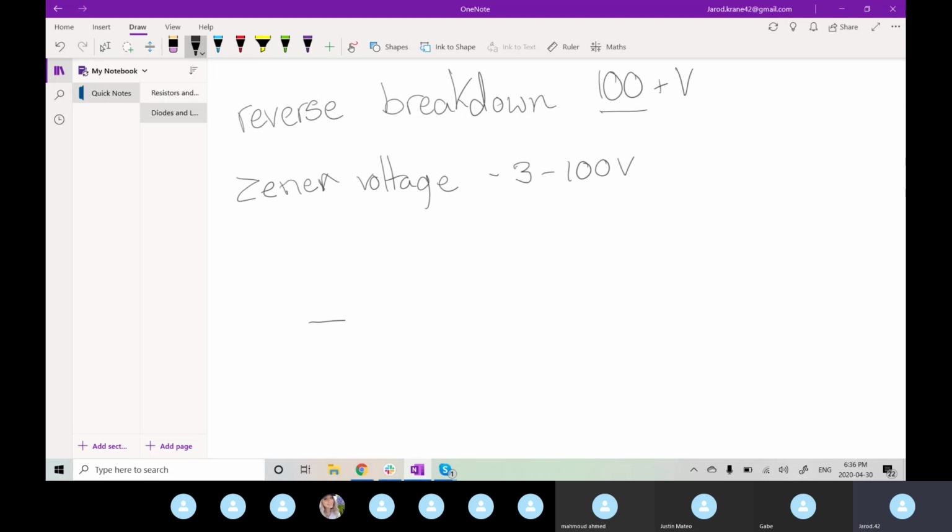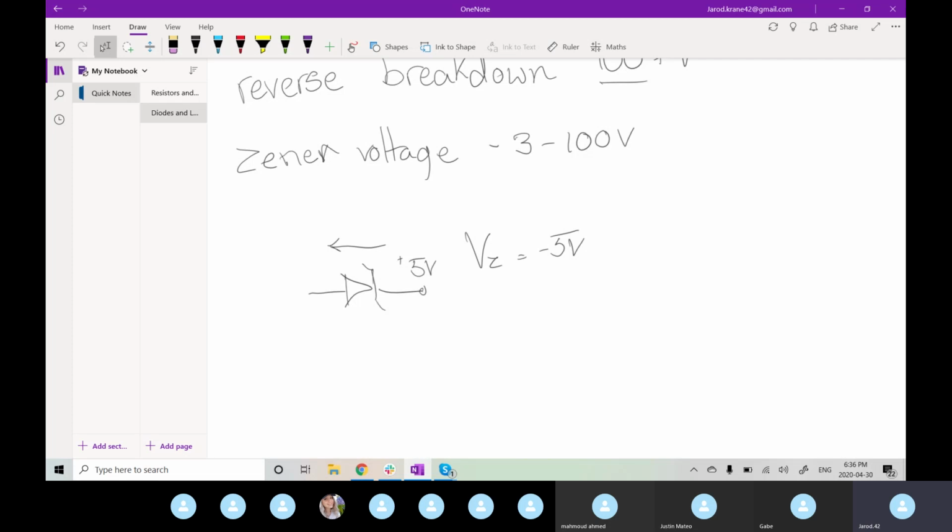So if we were to say this has a Zener voltage of -5 volts, you would know that as soon as you have 5 volts or greater applied to this end of the diode, it would allow current flow in the opposing direction.